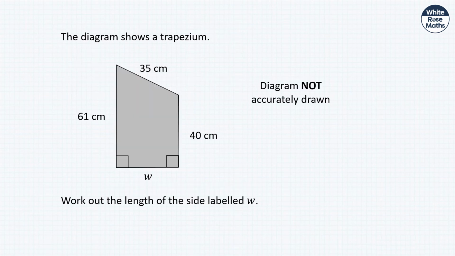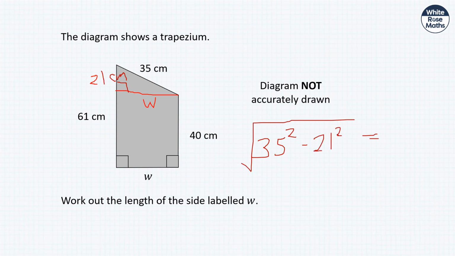Work out the side W. Right, so this will be W here. This will be 61. That's 40. So therefore, this has to be 21. No, sorry. Yeah, that's right. Sorry, yeah. So it's a right angle triangle. So it'll be 35 squared, take away 21 squared, square rooted, has to equal W. If we bring that into a calculator, we'll get that W is equal to 28 centimeters long.